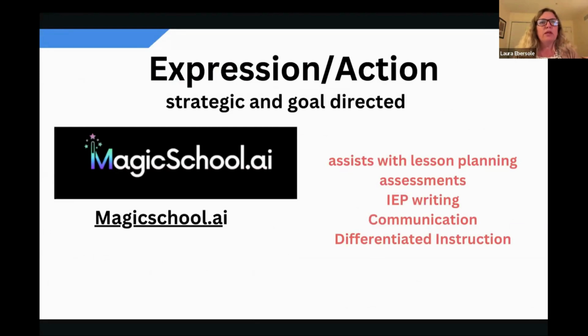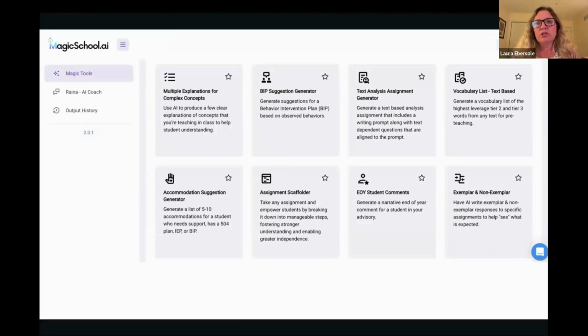And what they do is they are very strategic and goal-directed. There's lots of different things that can help teachers as they're planning in their lesson planning. Like they can help with assessments, IEP writing, communication with parents, and differentiated instruction. So this is kind of a screenshot of some of the things that they can do, but I think there's about 12 different other features there that they can do as well. And I think it's a great starting point for you to kind of think about your instruction.